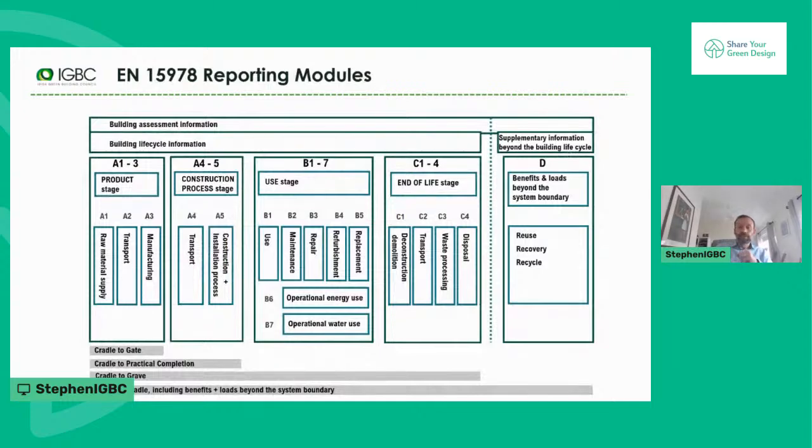And this is what it looks like on the page. As assessments are usually carried out at the design stage, the challenge is getting the right data. How do we know what we're going to use? How long will the building last? What will be done at the end of its useful life?